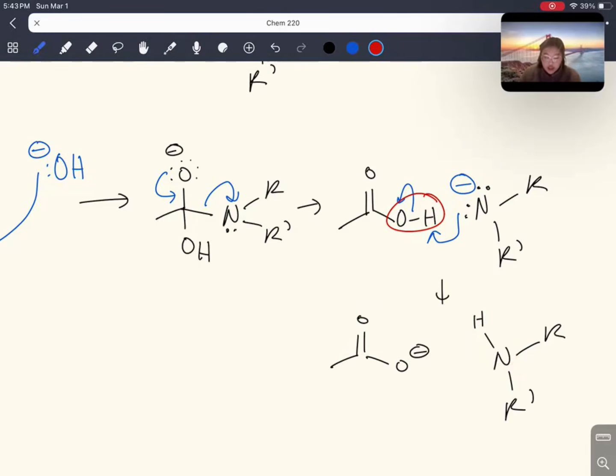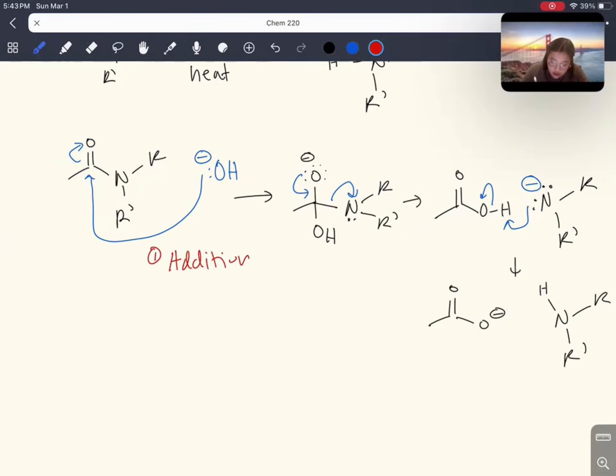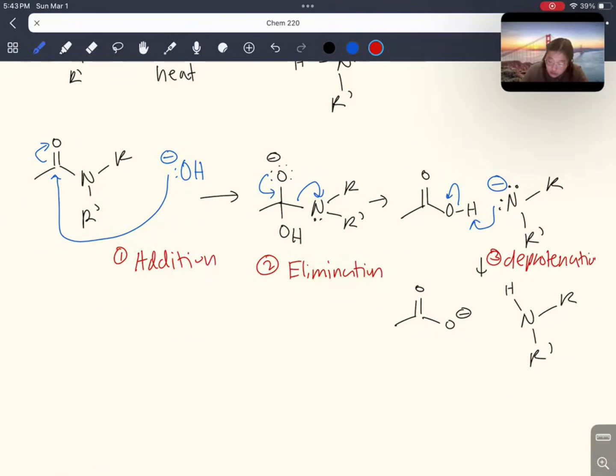And so, again, to review the steps, the first step is an addition reaction. You're adding the OH minus group to your carbonyl. The second step is an elimination. You're making your amine group leave. And then your third step is deprotonation. Okay? And so that's how you end up with your products being a carboxylate ion and an amine.